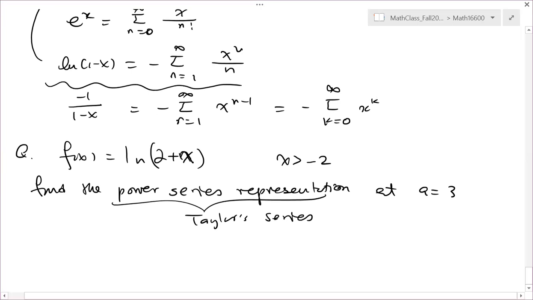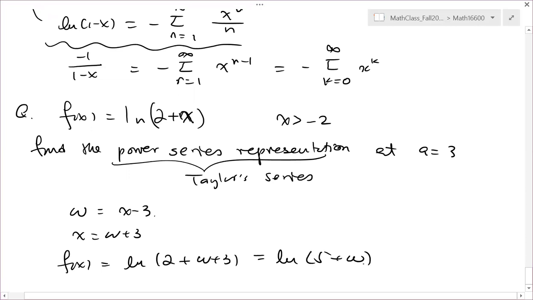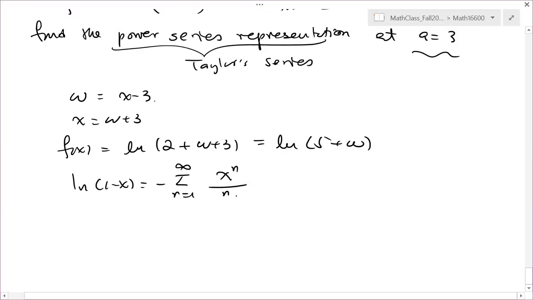The idea is just to let W be x minus 3. So x equals W plus 3. Then the function is going to be the log of 2 plus W plus 3, which is the log of 5 plus W, centered at a equals 3. We have to use a formula, right? My formula is the log of 1 minus x, which is going to be negative the sum. So I have to express 5 plus W in that form. How can I do that?